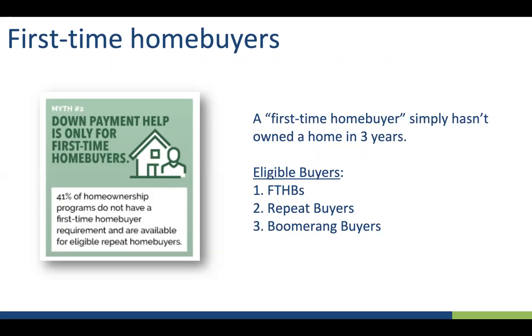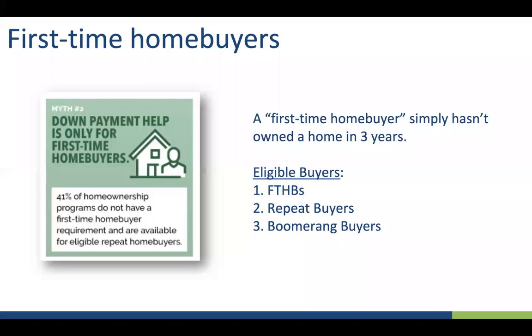In fact, they may be, and you might be surprised by how many programs are available to a repeat buyer or a boomerang buyer, somebody that owned maybe years ago or went through the mortgage crisis 10 years ago or so, maybe even went through foreclosure or short sale. If they have repaired their credit, they're gainfully employed, their income is stable and they qualify for a mortgage, all of this goes back to the definition of a first-time home buyer. If they have not owned a home in the last 3 years, then you're a first-time home buyer, at least in terms of down payment assistance programs.